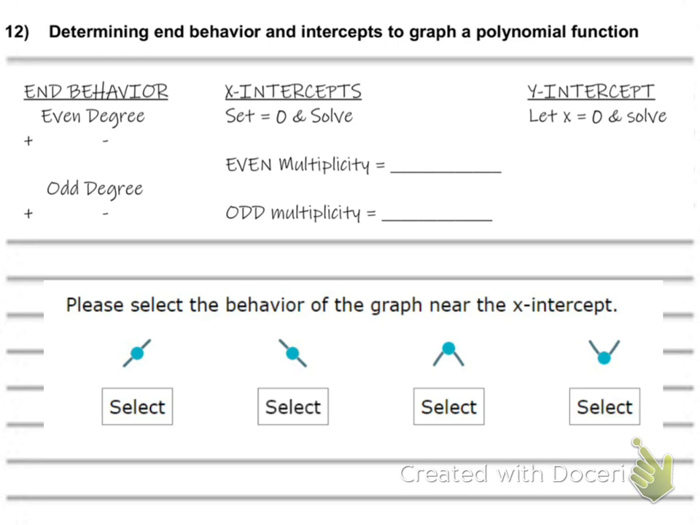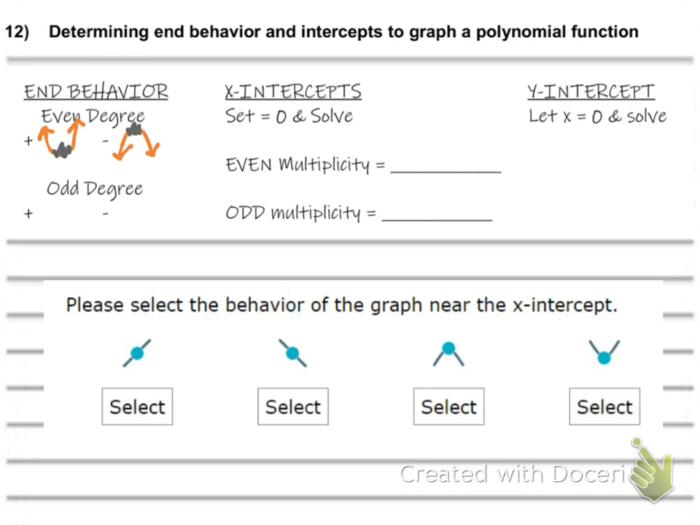First, end behavior depends on the degree of your polynomial. If you have an even degree, it acts like a quadratic. So it opens up if it's positive, and down if it's negative. Now, that's just the behavior on the ends, right? So we're not sure what's going to happen in the middle. We have other pieces of information that will tell us that.